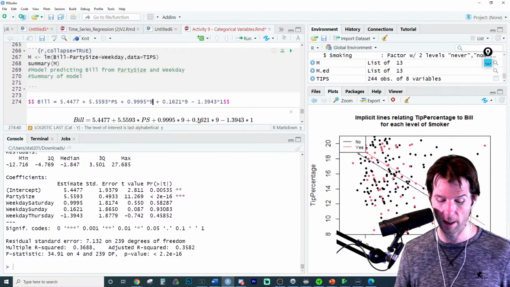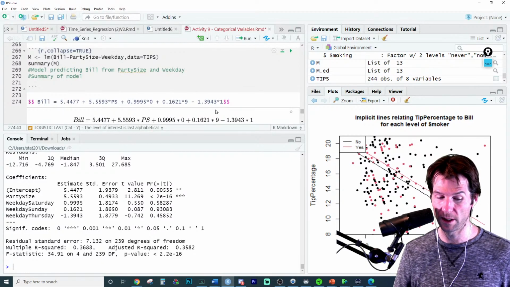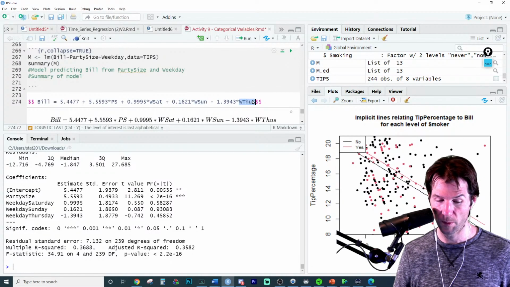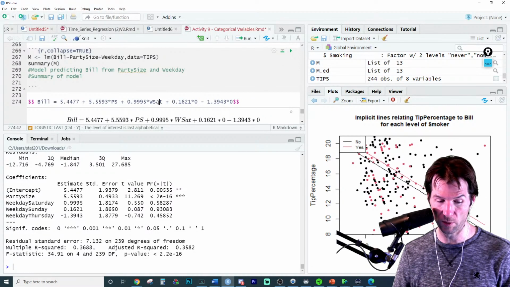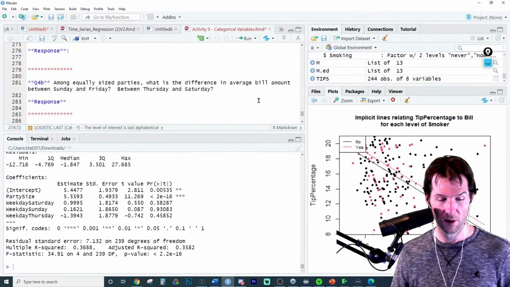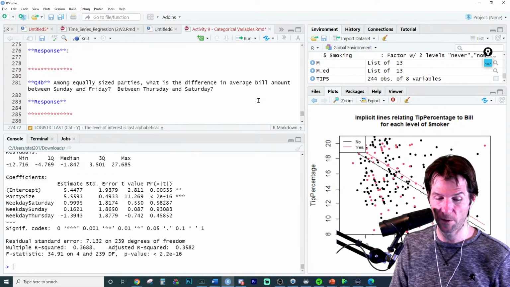And we do that for every day, whether it is that day or is not that day. If it was equal to Friday, we'd plug in zeros for all these, and we would just reduce the equation. Good stuff right there. Among equally sized parties, what is the difference in average bill between Sunday and Friday?